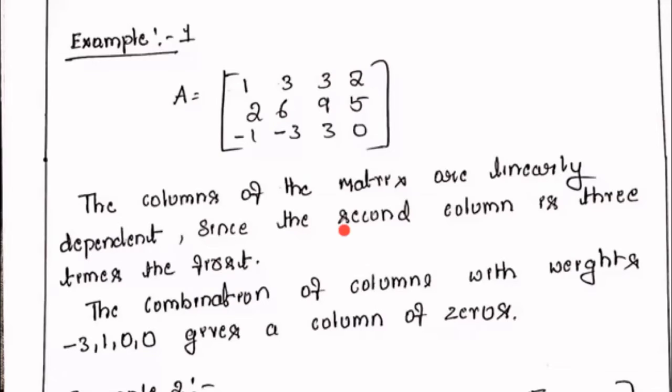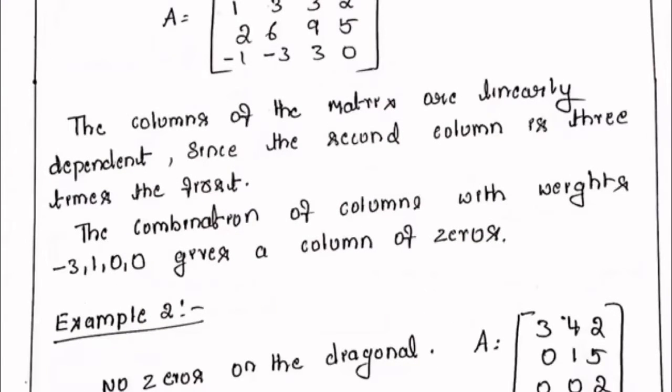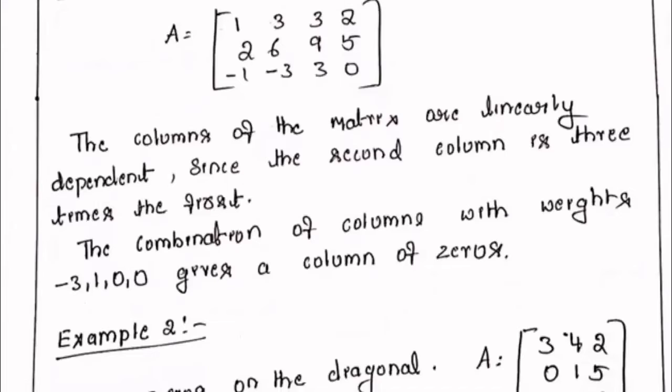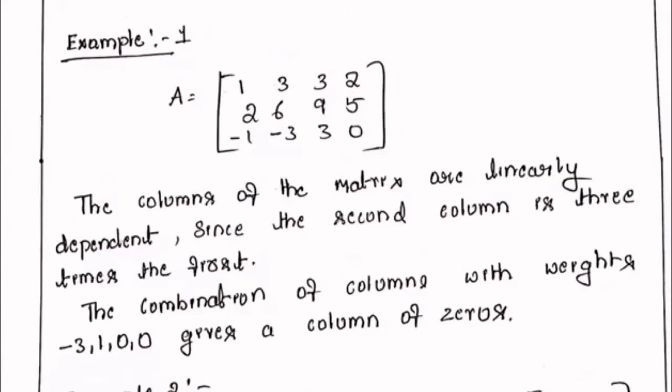Here the columns are column 1: 1 2 -1, and column 2: 3 6 -3. Here the second column 3 6 -3 depends on column 1, you can express it using column 1. You take column 1 and multiply by 3, and what you get is column 2. So they are dependent. The combination of columns with weights -3, 1, 0, 0 gives the column of zeros. Here the thing is dependent.